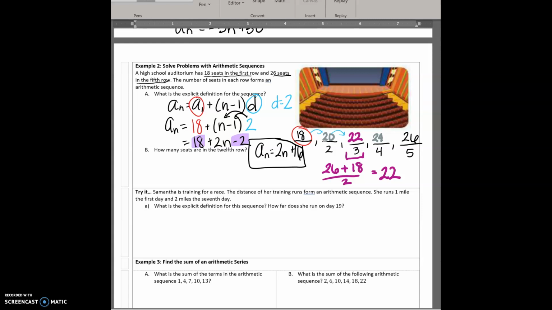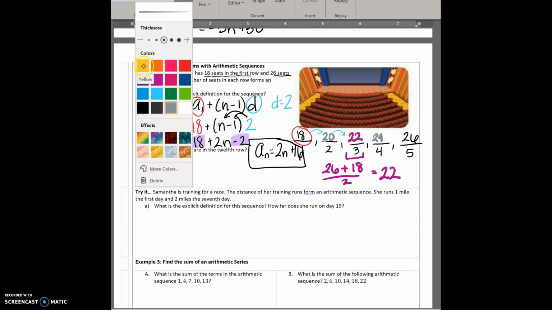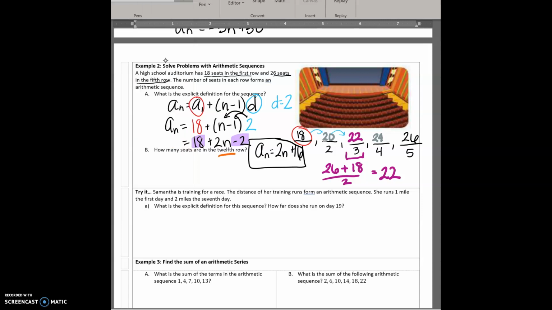How many seats in the 12th row? So if I know the 12th row, then I'm just going to take that 12, and that's going to be my n equals 12. So I'm going to plug in 12 here. So I have a of 12, so the 12th term, equals 2 times 12 plus 16. And so that would be 24 plus 16 would be 40. So there's 40 seats in the 12th row.